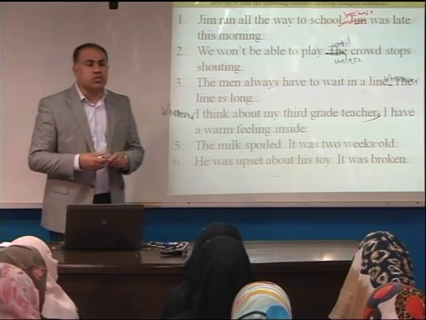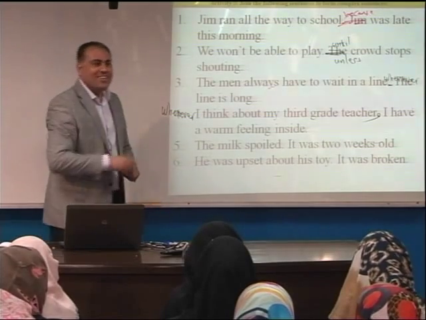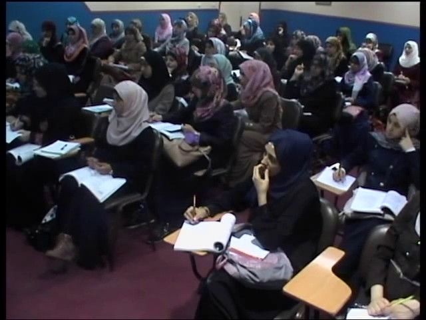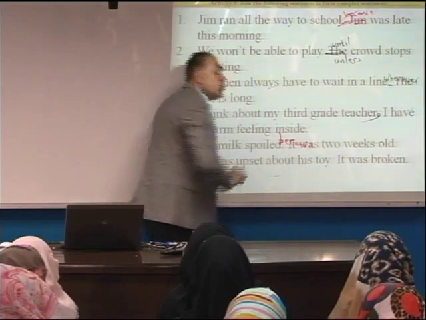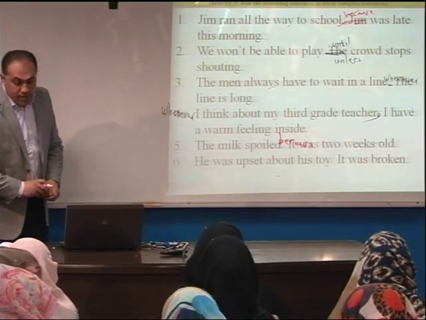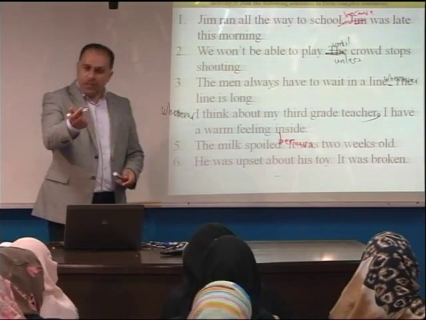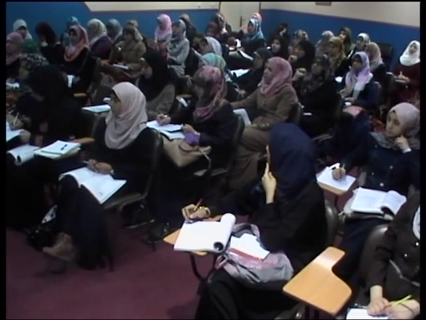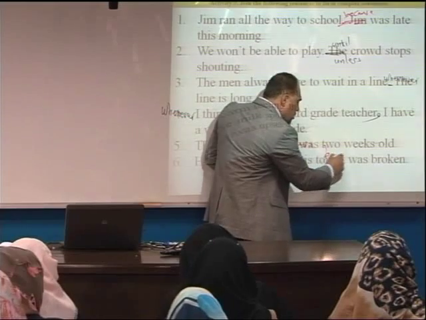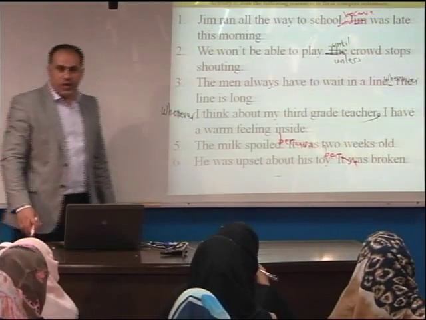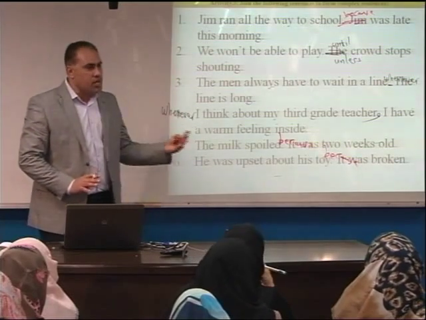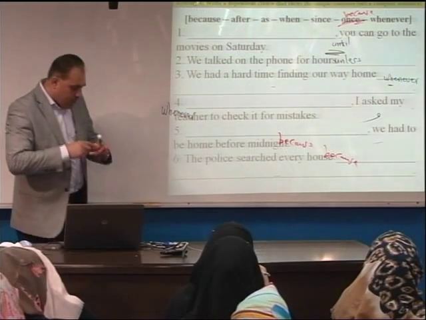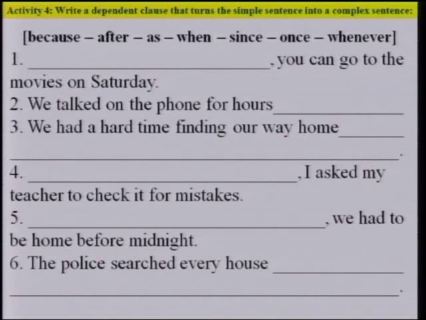The milk spoiled, it was 2 weeks old. That's an easy one. When the milk spoiled? Because, yes, the milk spoiled because it was 2 weeks old. And finally, he was upset about his toy, it was broken. Yes, please, read it. He was upset about his toy because it was broken. All right, is this clear? So all of these cases are examples of complex sentences.